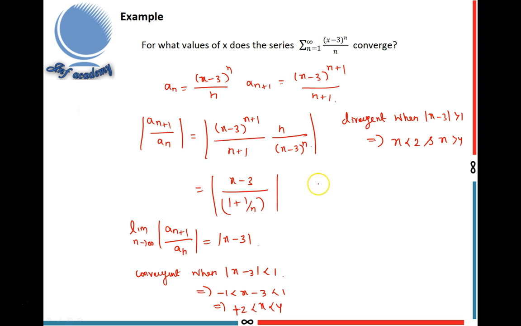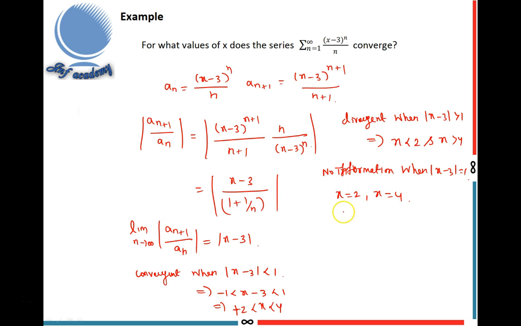The ratio test gives no information when modulus x minus 3 equals 1. Then what values of x satisfy this equation? Modulus x minus 3 equal to 1 gives x equal to 2 and x equal to 4. So we must consider x equal to 2 and x equal to 4 separately.